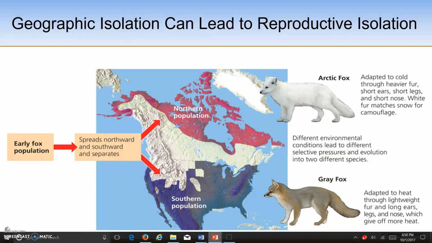Speciation occurs when one species splits into two or more different species, and those species are considered different when individuals can no longer breed and reproduce fertile offspring. The example presented here is the Arctic fox in the north and the gray fox in the southern United States.